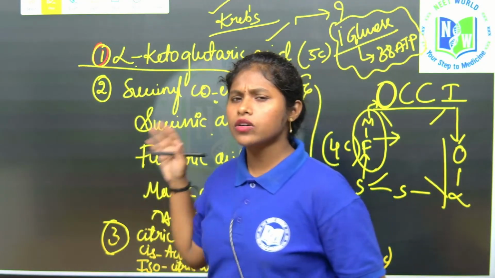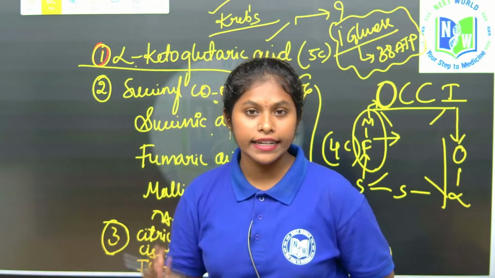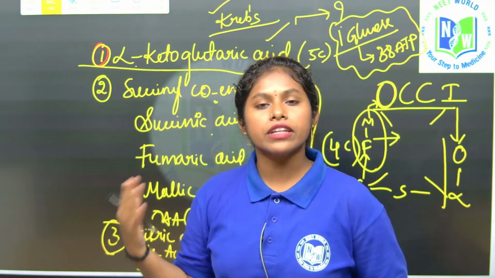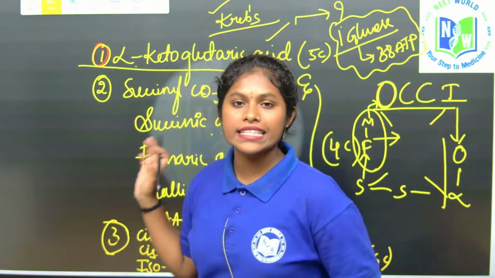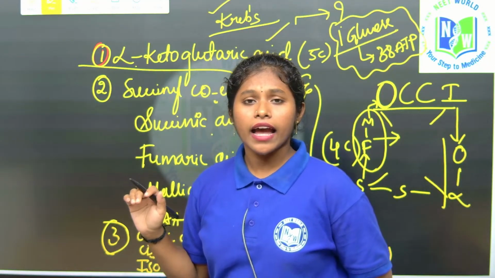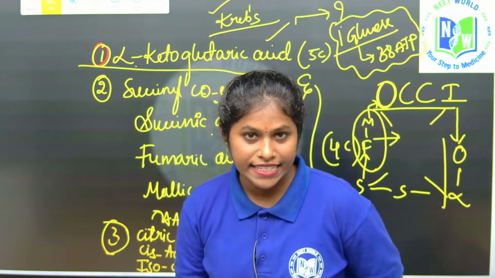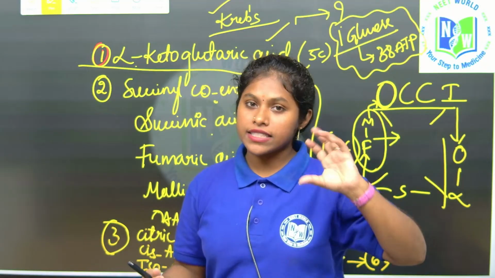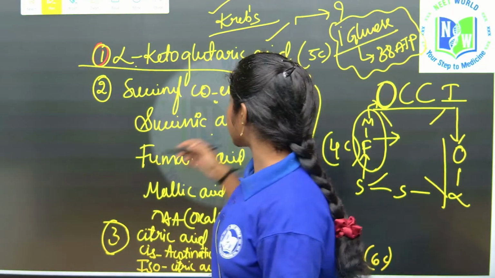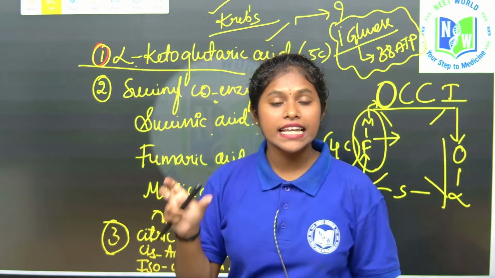And why is it called the Krebs cycle? On the memory of the scientist Hans Krebs, we call this cycle the Krebs cycle. Okay? And it is also called the tricarboxylic acid cycle because on combining with acetyl-CoA, oxaloacetic acid becomes the 6 carbon compound, that is citric acid.